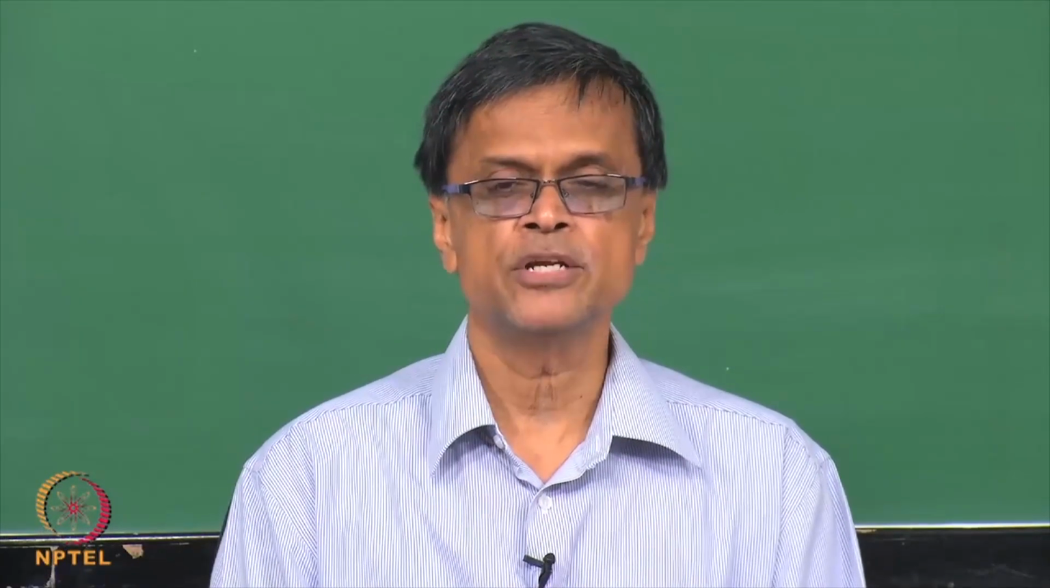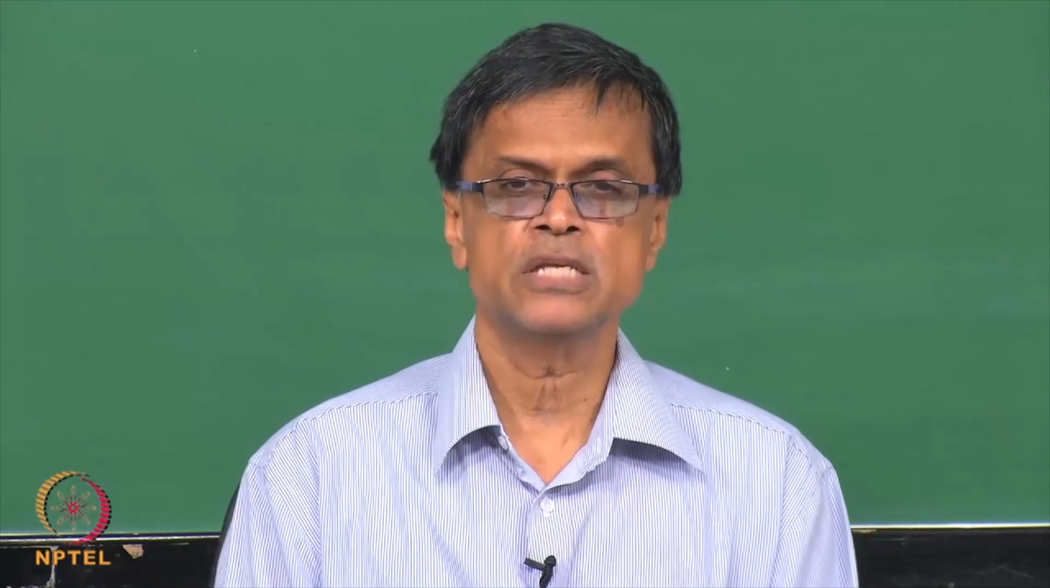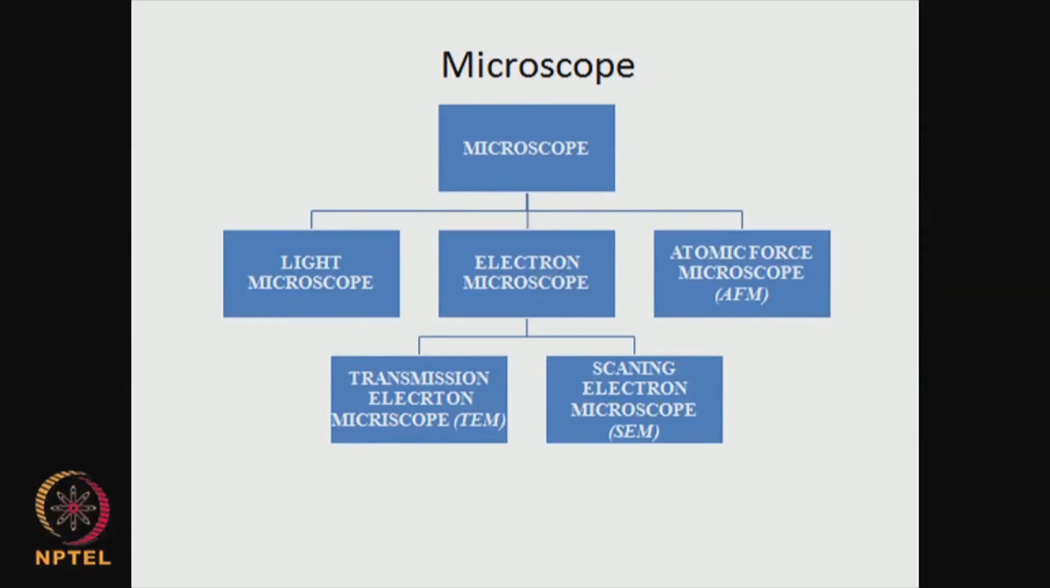We will continue on analytical tools for determining the properties of various biomaterials which we prepare. We have been talking about different types of microscopes: the light microscope, the electron microscope, and the atomic force microscope. There are two types of electron microscope. One is called the transmission electron, the other is called the scanning electron. Transmission, as the name implies, the electron beam passes through the sample, whereas in scanning electron microscope it is reflected back.